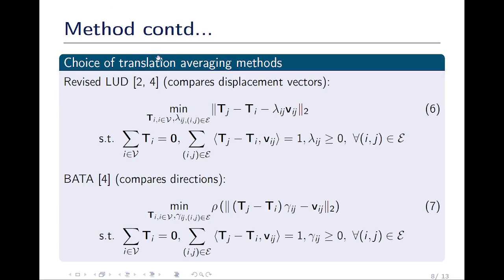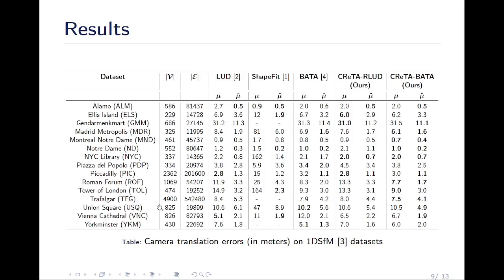We use two representative translation averaging formulations in our schemes. The first compares the displacement vectors and the second compares the directions. The dot product and the zero centroid constraints fix the scale and the origin ambiguity in the problem.